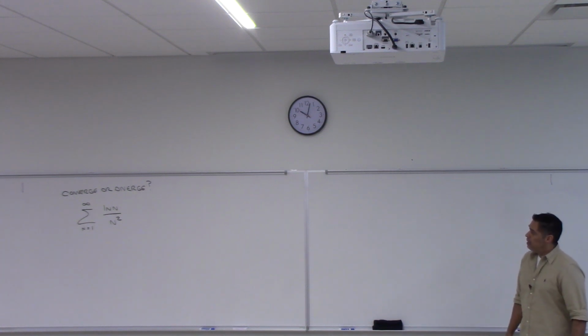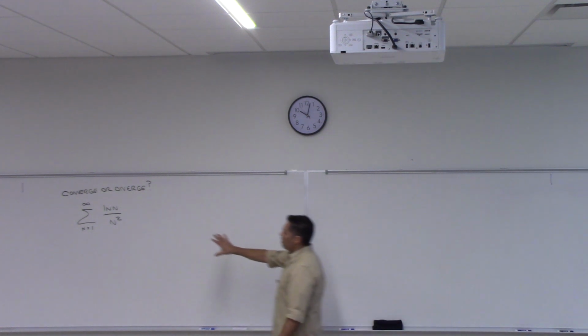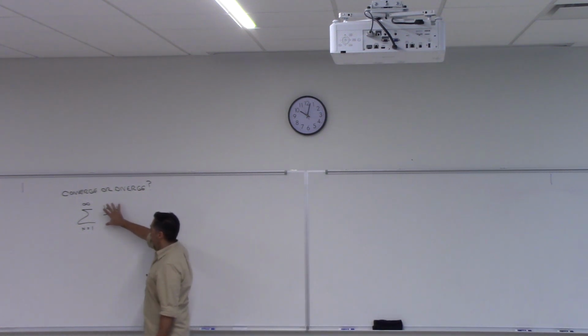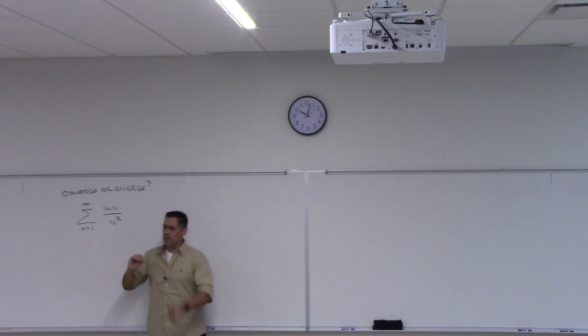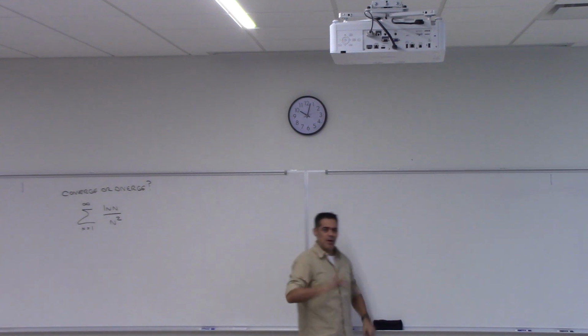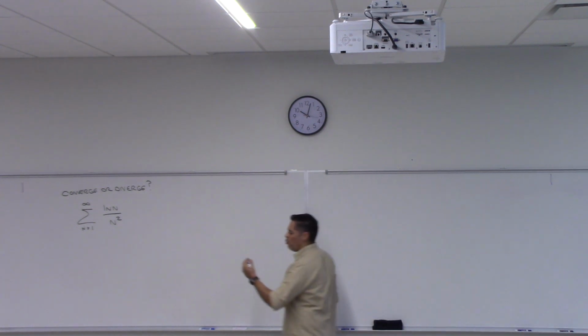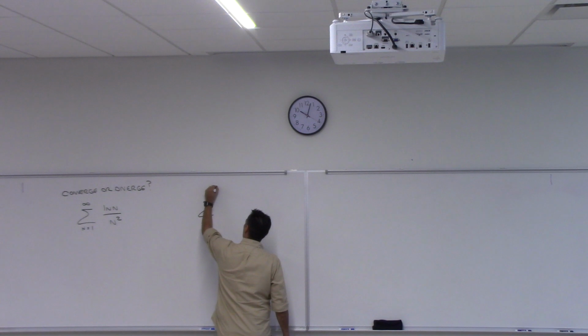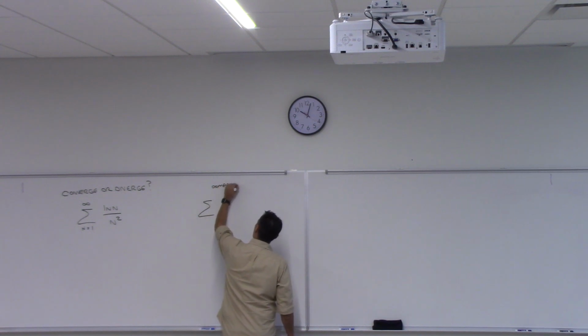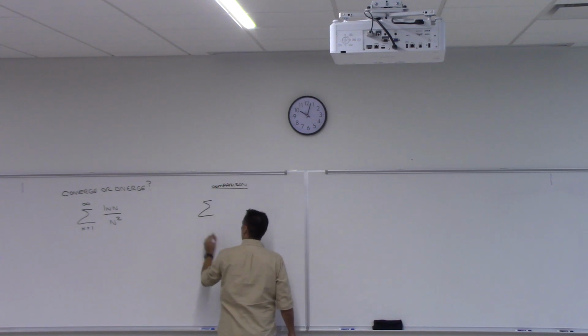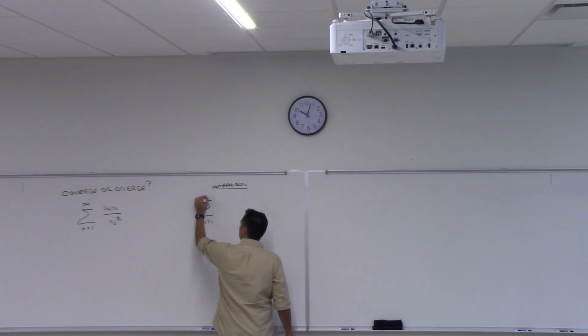Comparison. Okay, well, as long as what I plug in here, I'm always going to get positive numbers, right? Well, natural log should give me positive numbers as long as n is bigger than 1. So initially, what's natural log of 1? 0. So initially I'll get a 0, but after that everything's positive. So it should be okay. So I can do a comparison. Compare to what? Try 1 over n squared?